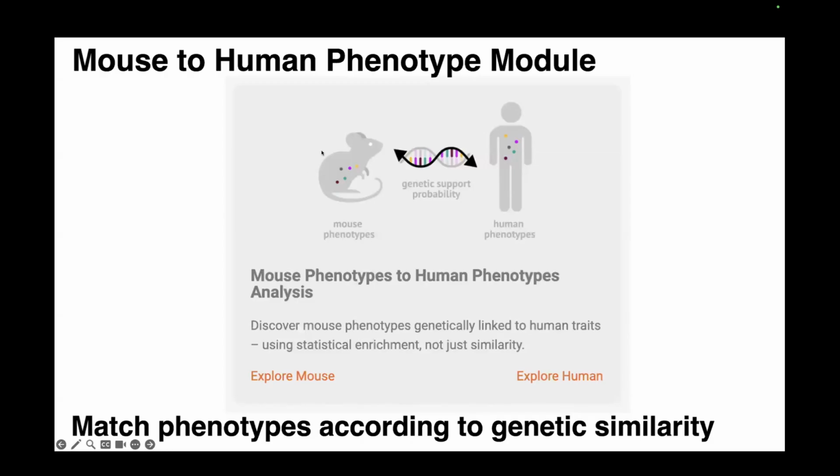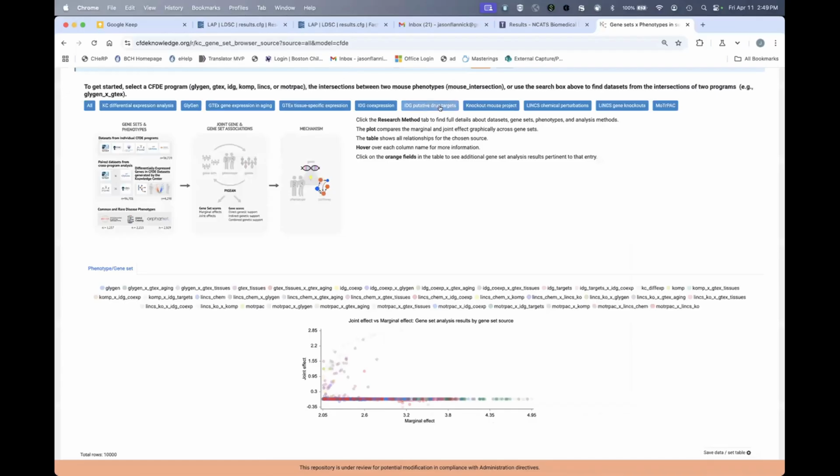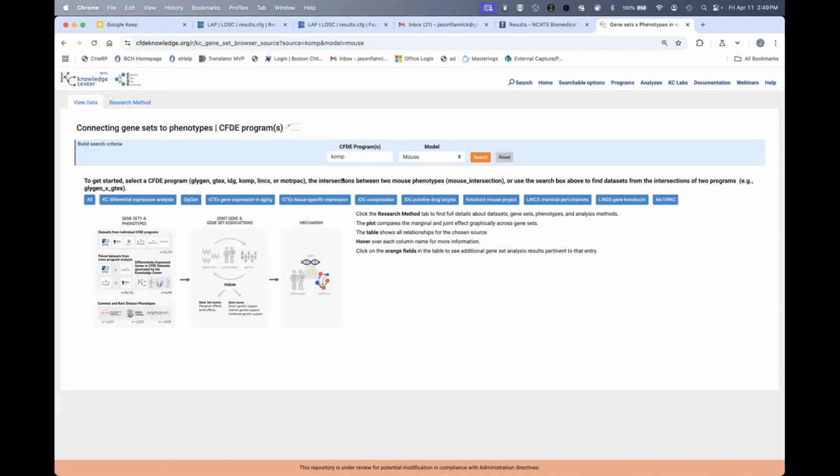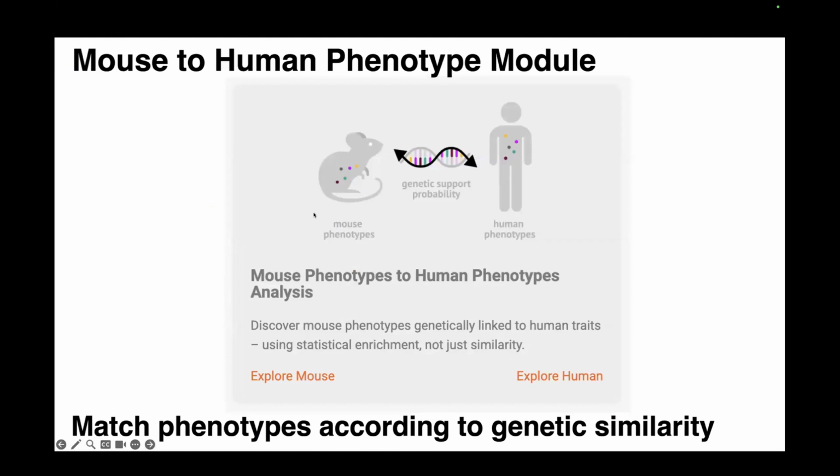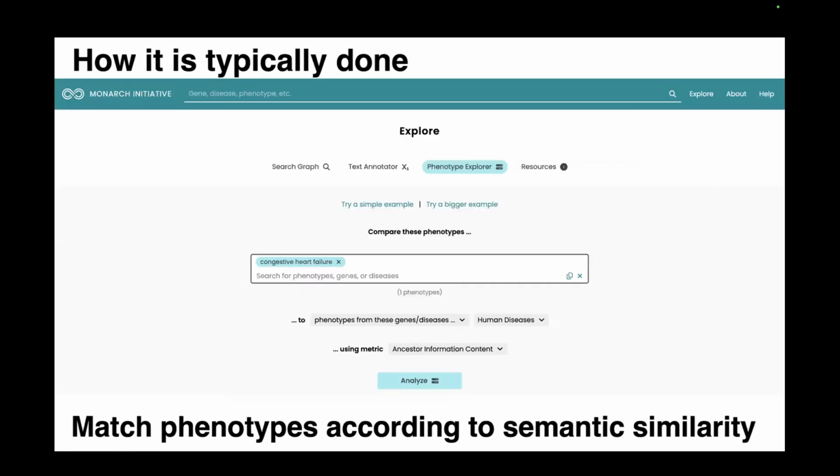So essentially, the way to think about this is one of the CFDE programs is the, let me see if I can find this, the Knockout Mouse Project. What this did was generate a lot of gene sets that are the genes that, when deleted in mice, cause a specific phenotype. And so every link between that and a human phenotype you can think of as a genetic match, right? We're finding a mouse phenotype and a human phenotype that share common genes.